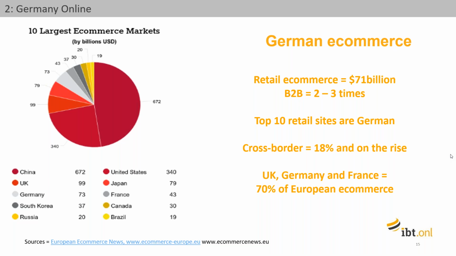German e-commerce is one of the largest in the world, as you can see there, at 73 billion. And if you combine it with UK, Germany, and France, it's equivalent to 70% of all European e-commerce. For Germany, the top 10 retail sites are all German: Otto, Zalando, MediaMarkt, and of course, Amazon.de, the German version of Amazon.